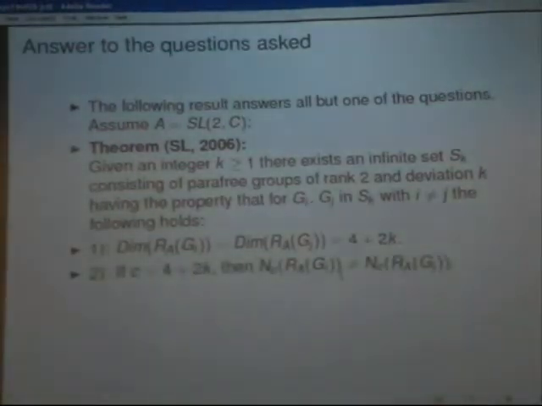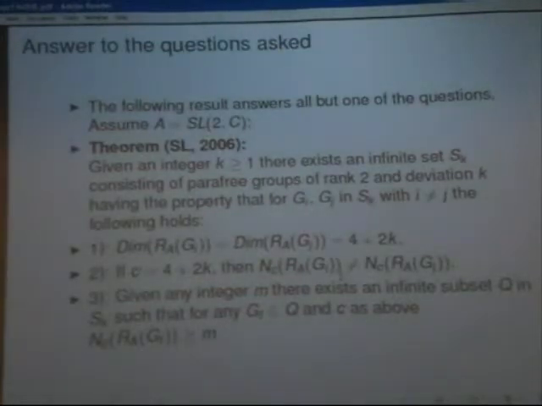Let's continue with this theorem. If we let C equal 4 plus 2k, then the algebraic variety R sub A of G_i is not isomorphic to the algebraic variety R sub A of G_j. The number of 4 plus 2k irreducible components of the algebraic variety R sub A of G_i does not equal the number of 4 plus 2k irreducible components of R sub A of G_j. In other words, the component structure is completely different. This tells you they're not isomorphic.